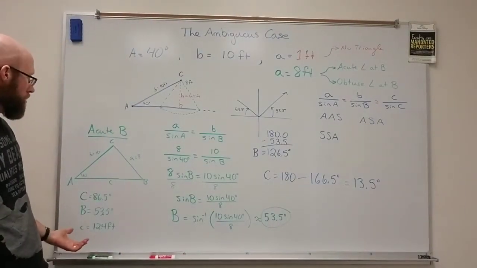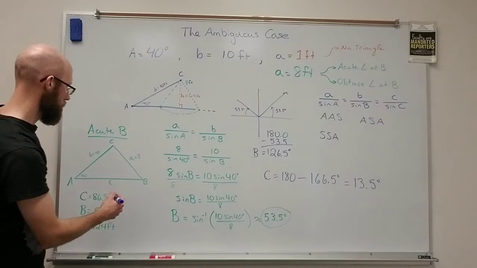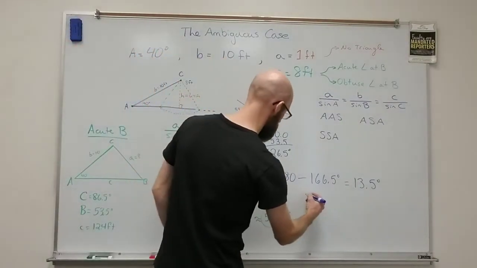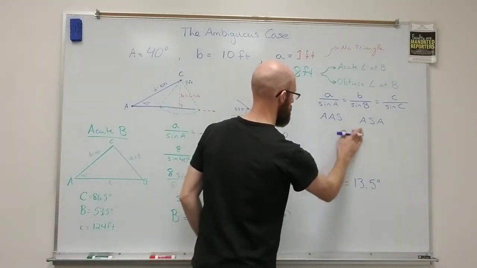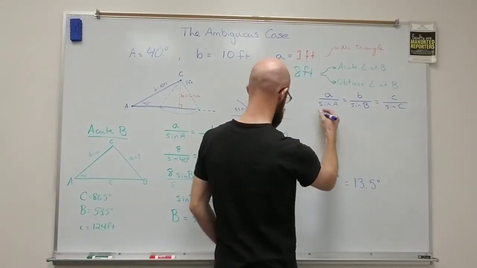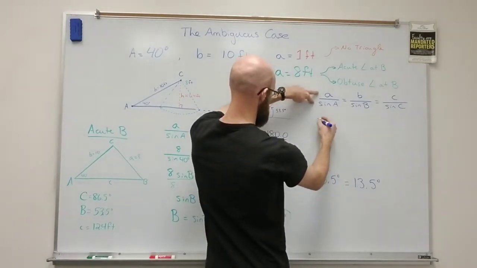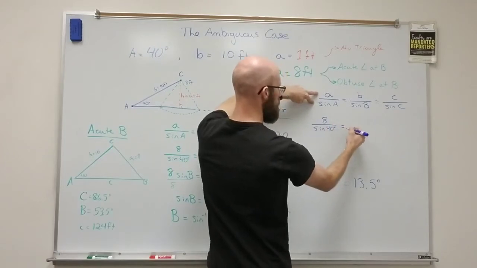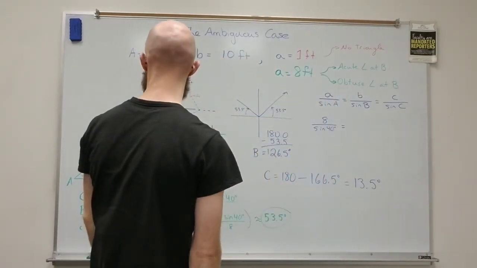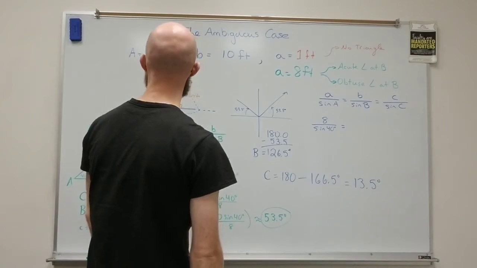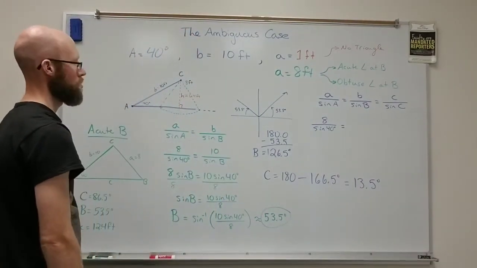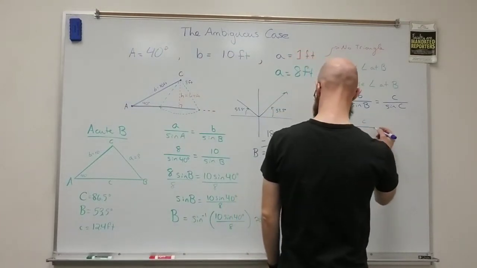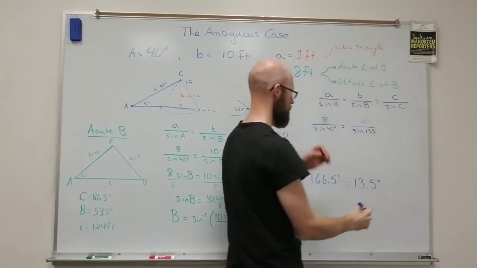Now the only thing left, I've got B, I've got C. The only thing left is going to be little c. So little c I can find using, again, the law of sines. So I'm going to have A over sine A, which is 8 over the sine of 40, equals, what's C? Where is C? Oh, C, I don't know. Ha, that's why I'm not finding it. We don't have it yet. Over the sine of angle C, which is 13.5 degrees.